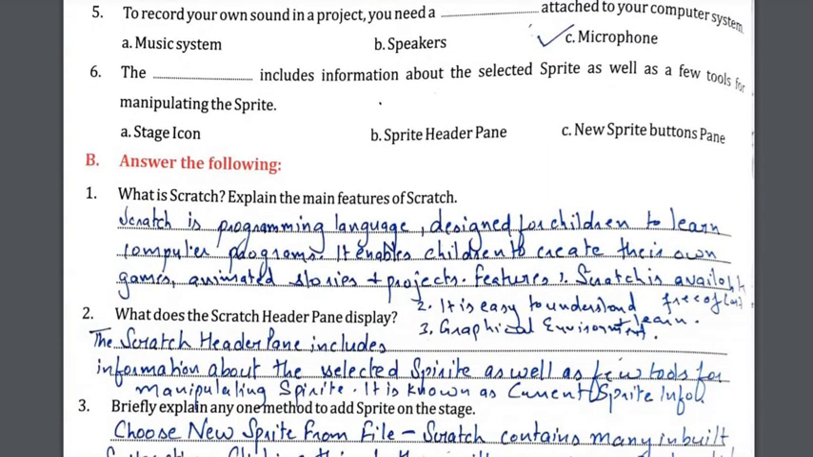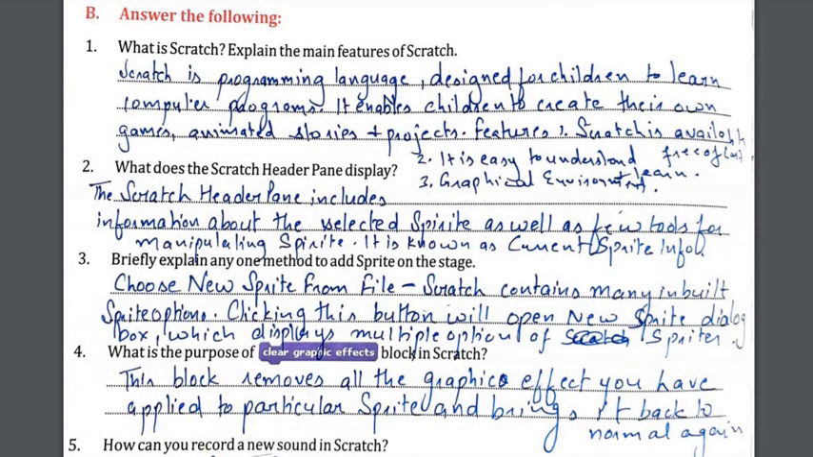What is Scratch? Explain the main features of Scratch. Scratch is a programming language designed for children to learn computer programs. It enables children to create their own games, animated stories, and projects. Features. Scratch is available free of cost. Second, it is easy to understand. Third, graphical environment.